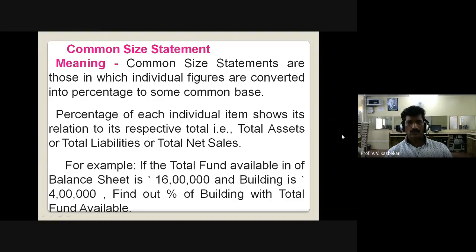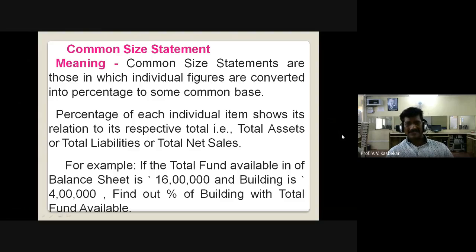Common size statements are those in which individual figures, that means figures of each account, maybe capital, maybe funds, maybe reserve fund, maybe any asset, or so many things, are converted into percentage to some common base. That means the individual figures are compared with some specific figures, maybe assets or liabilities, maybe funds or capital. And ratio or percentage is asserted.